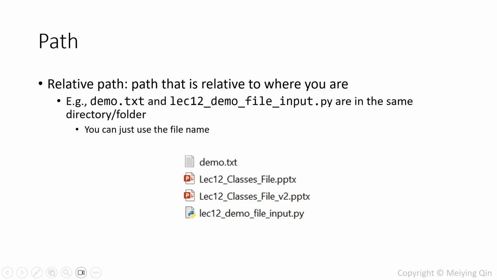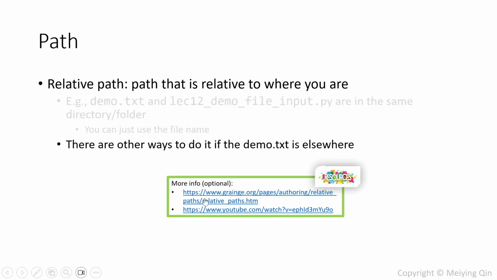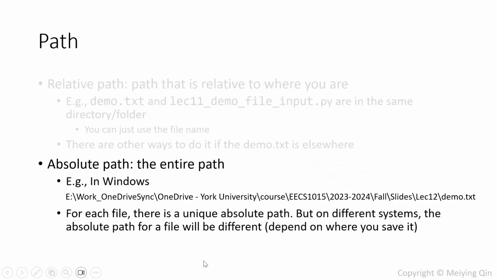And if the file is somewhere else, then you can reach it, but then there are some other methods which I provided in these optional links here. You can also use absolute path, which is the entire path. For example, if you have Windows, this is how it looks. And so for simple projects, we just recommend using the relative path.